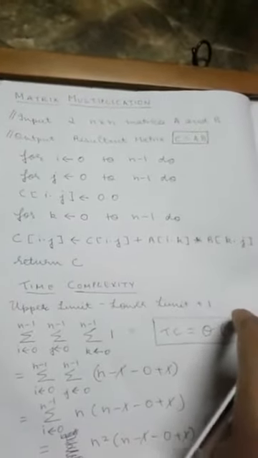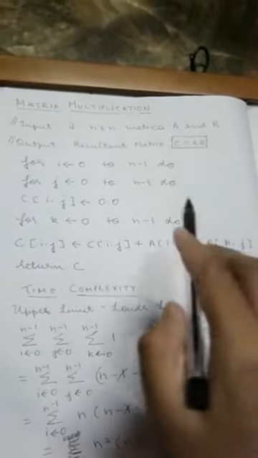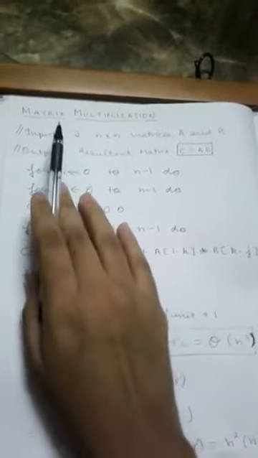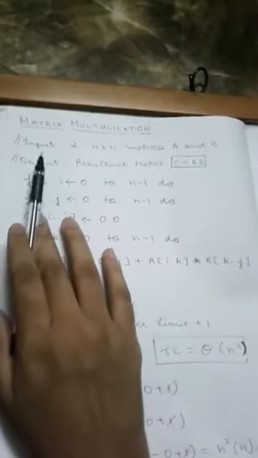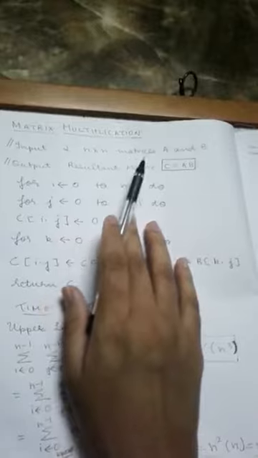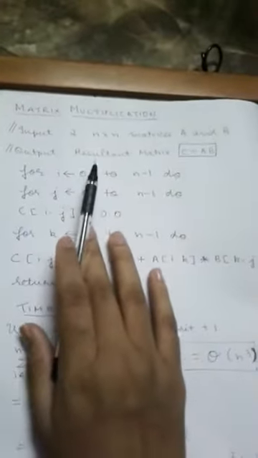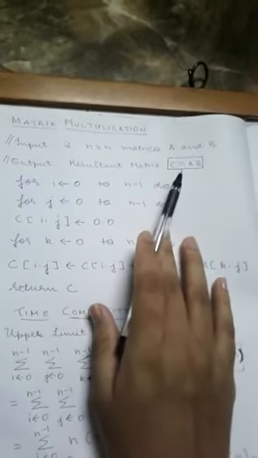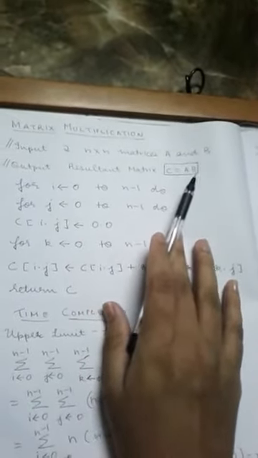Hello everyone. Today we are going to see an example of a non-recursive algorithm, namely matrix multiplication. As the input, we consider two n cross n matrices A and B with n rows and n columns. For the output, we have the resultant matrix C, which is the product of matrix A and matrix B.